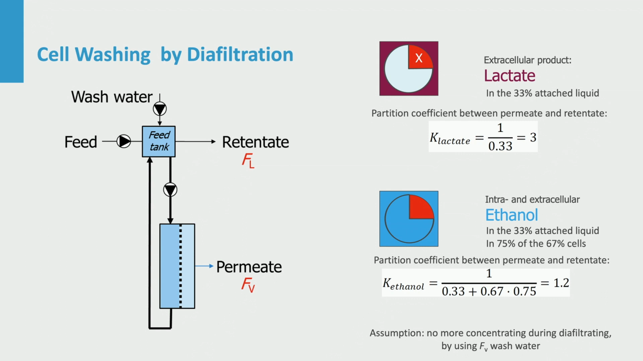For example, assume that Fv kg per hour of wash water is contacted with Fl kg per hour of recovered wet cells that include 33% attached liquid. The partition coefficient between V and L phases, K, is 3 for an extracellular product, because only extracellular water participates. If the product can freely pass the cell membrane, intracellular liquid also participates. That translates into K is 1.2 during washing. Such a K value calculation will be used later in the PDO case.